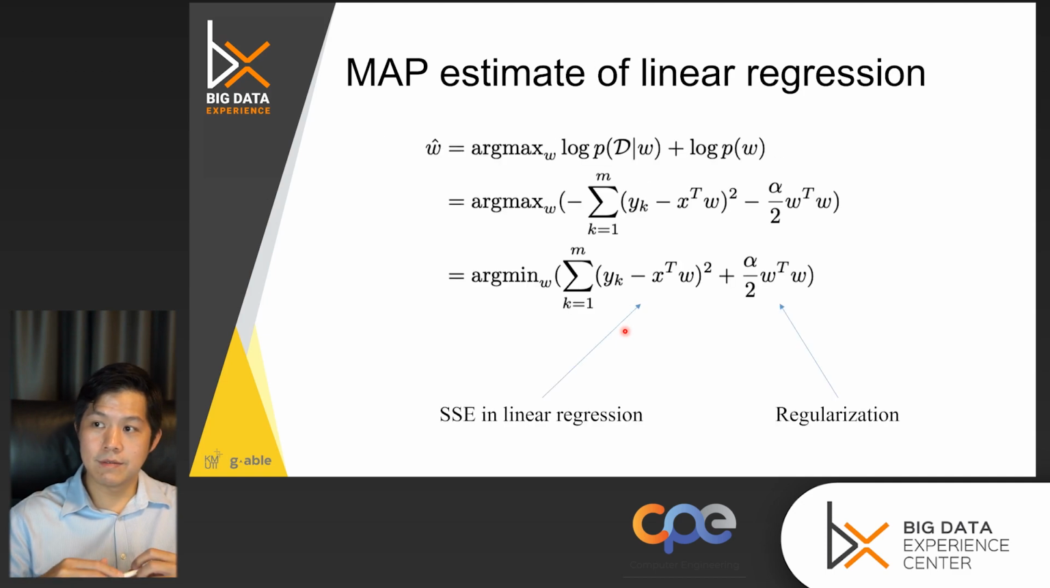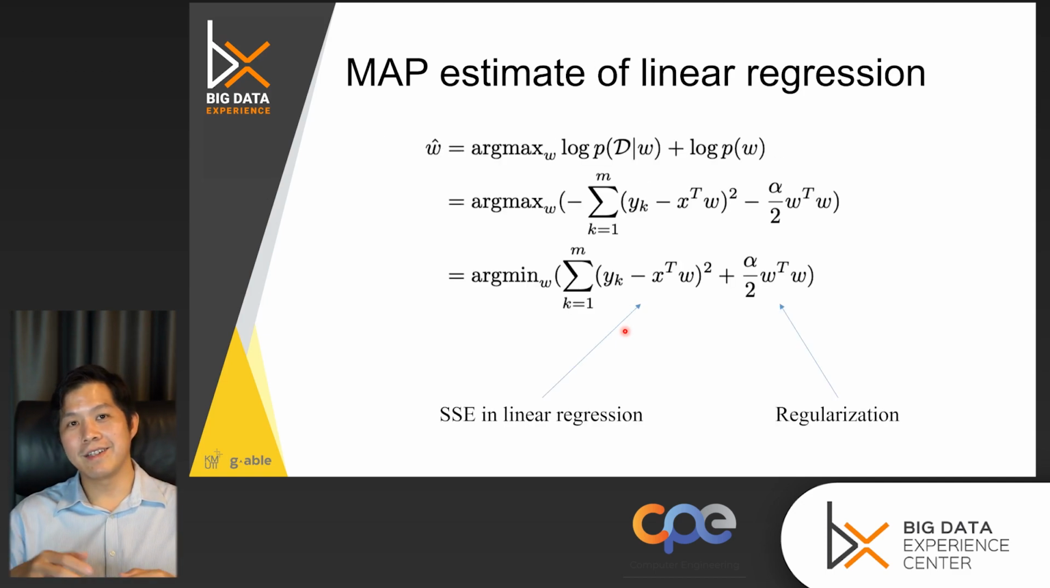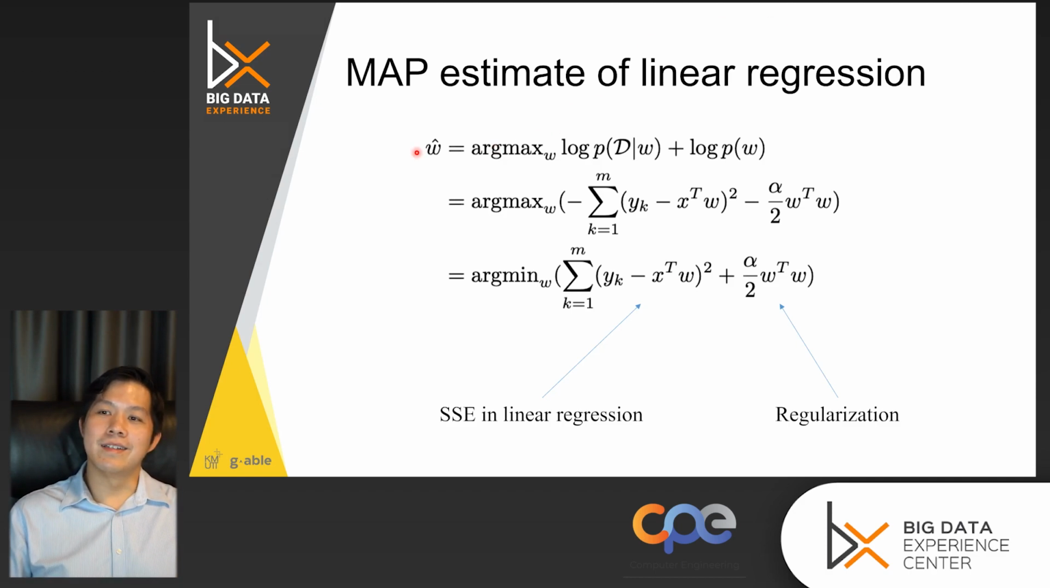That means it's the same thing that you are working on right now. Your assignment is actually trying to do the MAP optimization of the logistic regression. So this is the argmax of the first term and the second term. The first term is the likelihood. The second term is the weight.